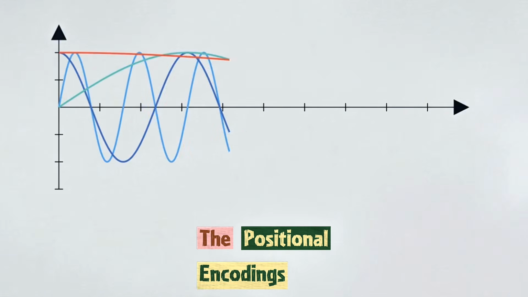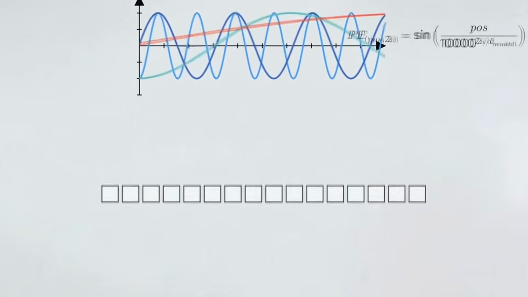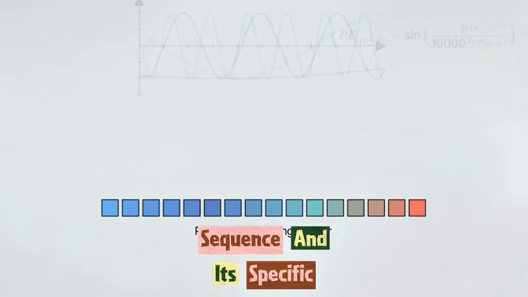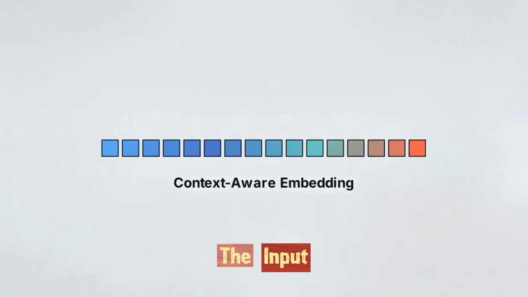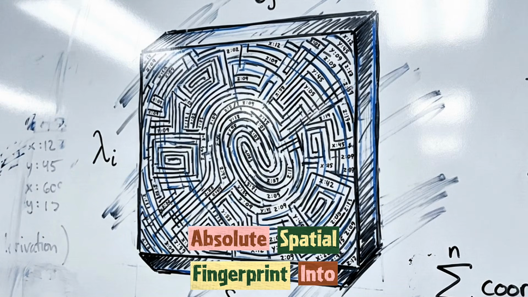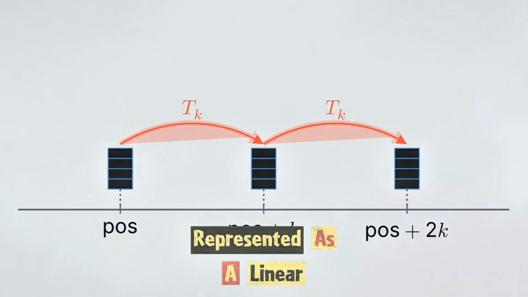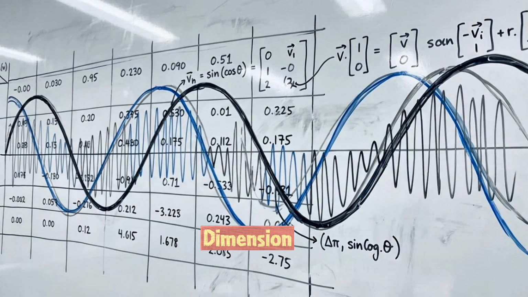The positional encodings are generated using interlocking sine and cosine functions of varying frequencies. The frequency is determined by the token's absolute position in the sequence and its specific dimension index. These trigonometric values are then summed directly with the input embedding vectors. This summation embeds a unique, absolute spatial fingerprint into every token. Because for any fixed offset, the position can be represented as a linear function of the previous position, the sequence order is no longer a literal dimension of time. It has been successfully encoded as a continuous mathematical property within the data itself.